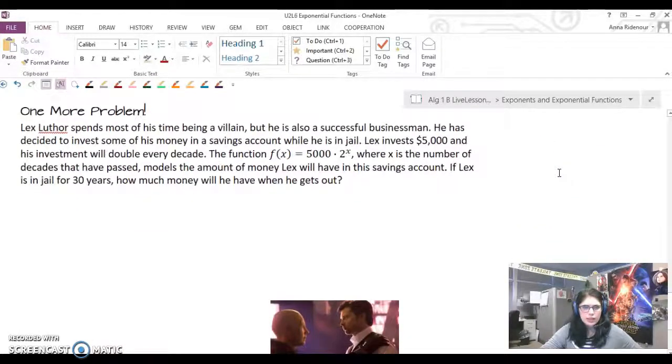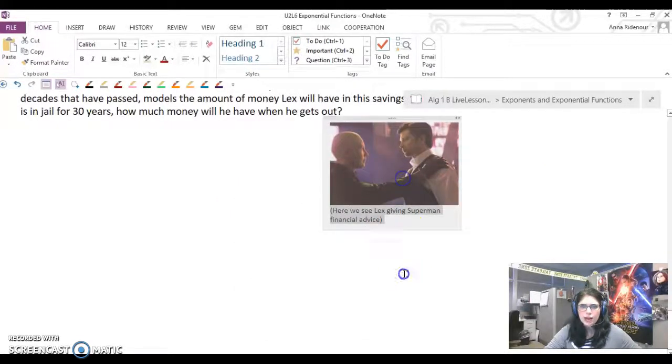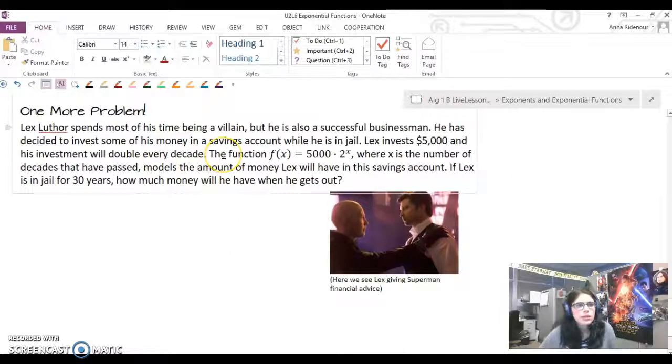So let's see. Okay. So the very last question says, Lex Luthor spends most of his time being a villain, but he is also a successful businessman. He has decided to invest some of his money in a savings account while he is in jail. Lex invests $5,000 and his investment will double every decade. And then we have the function, where x is the number of decades that have passed, models the amount of money Lex will have in the savings account. If Lex is in jail for 30 years, how much money will he have when he gets out?